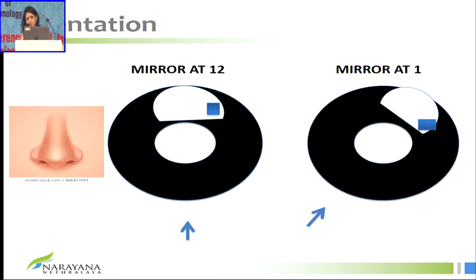The second thing is to learn how to orient. If you see a lesion in your mirror, you need to localize the lesion. In the diagram on the left, the mirror is at 12 o'clock, and you're seeing a lesion in the blue square there. So where do you think the lesion is actually in the eye?